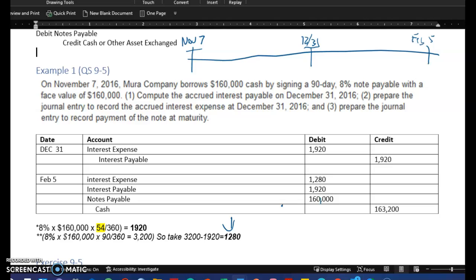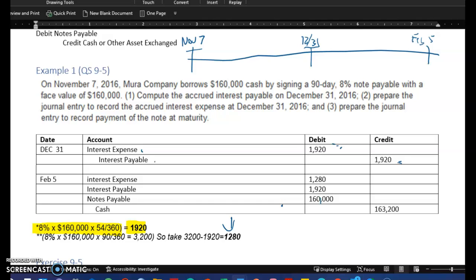Well, it's an 8% loan. I'm going to direct your attention here. It's an 8% loan times 160,000 times 54 over 360. When you do that, you'll get 1,920. 1,920 is the interest expense. So debit interest expense, credit interest payable, both for 1,920, okay?